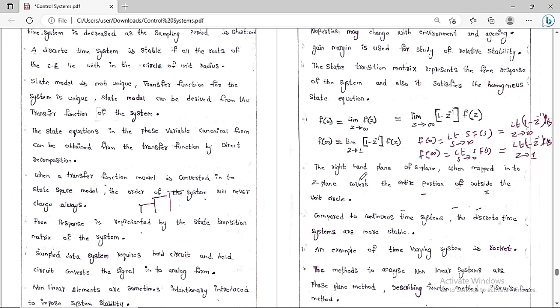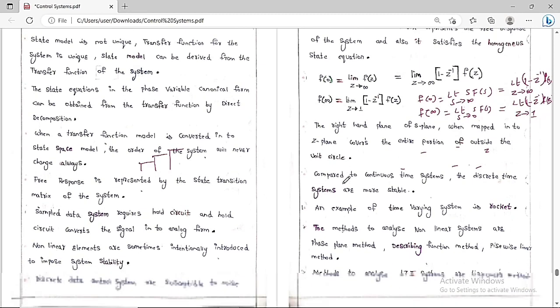This one I already told you so many times. But now we are going to compare the continuous time system and the discrete time system. The discrete time systems are very stable when compared to continuous time systems. That is the reason we always prefer to use discrete time systems only. So compared to continuous time systems, discrete time systems are more stable.